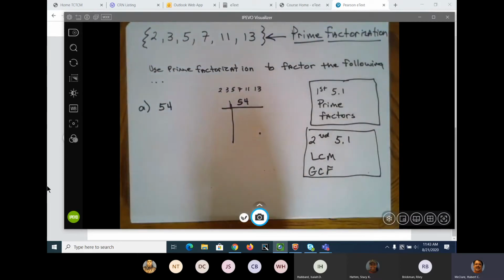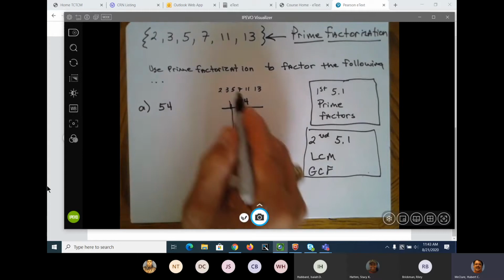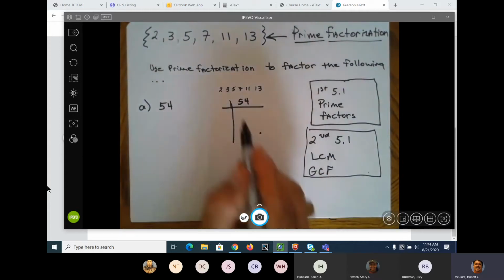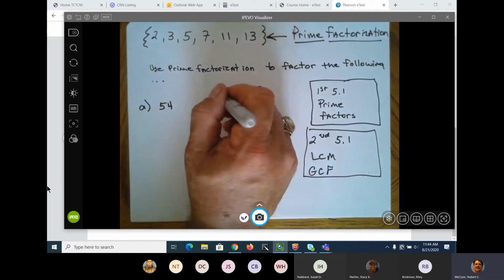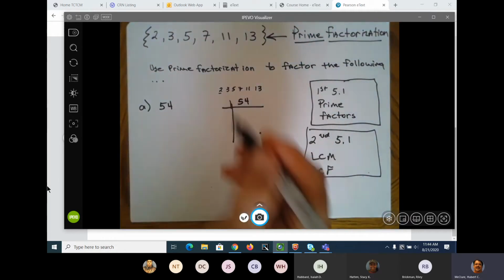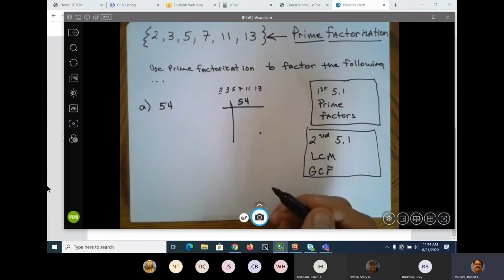Okay, so with that being said, what number goes into 54? Now, there's several numbers that go into 54. 2 goes into 54. 3 goes into 54. 5 does not. Well, how do you know that, Hubert?